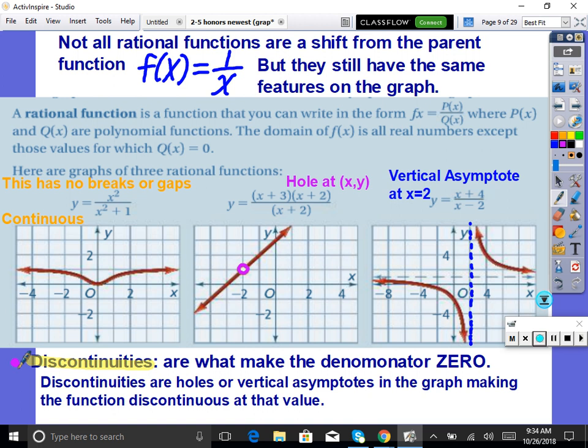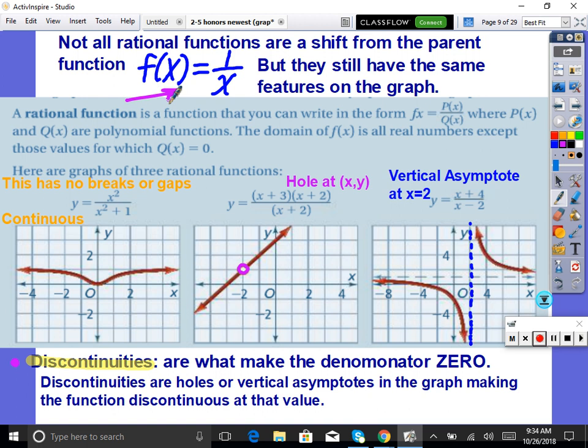So I want to show you a few different graphs here. These are examples, 3 different examples of rational functions that are not a shift from the parent function. So there's more than one x, we know it's not a shift from the parent function if it doesn't have this form with the shifts. So everybody, at this first example here, we have x squared divided by x squared plus 1.